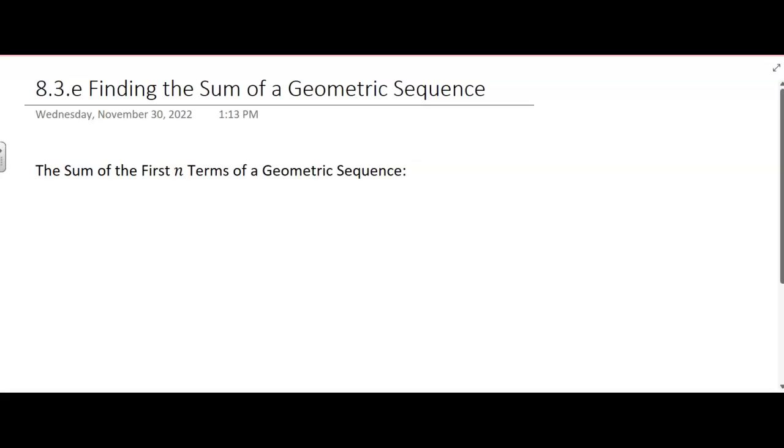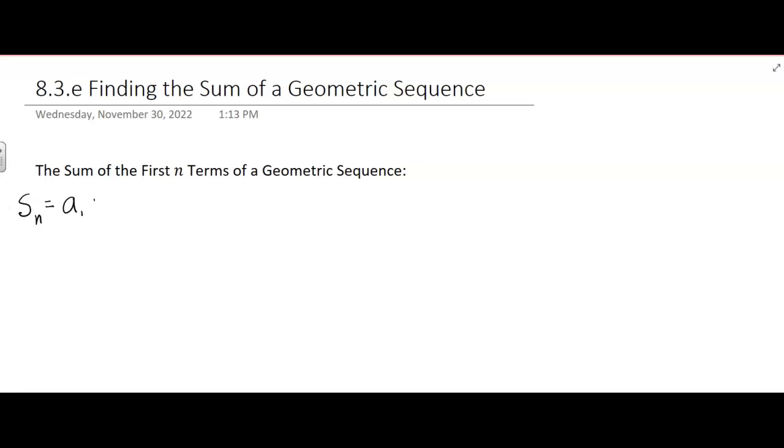Okay, so now we want to find the sum of a geometric sequence, a finite geometric sequence. So there's so many terms, n terms, and we want to be able to add them up. So we know how that geometric sequence goes. So if we're adding them up, a sum, that's what the S is for, so many terms, n terms.